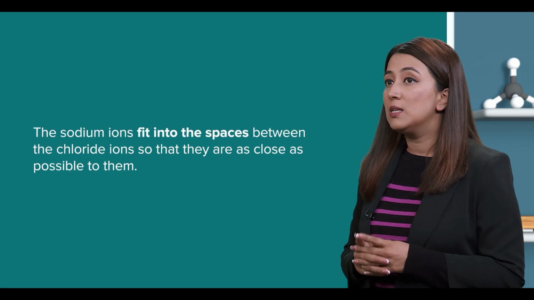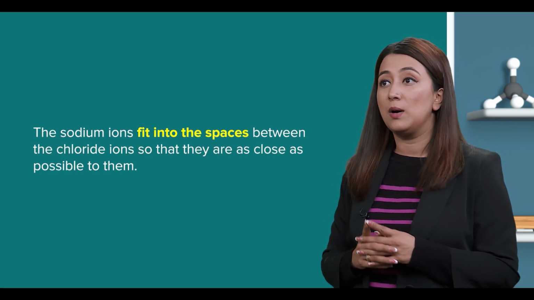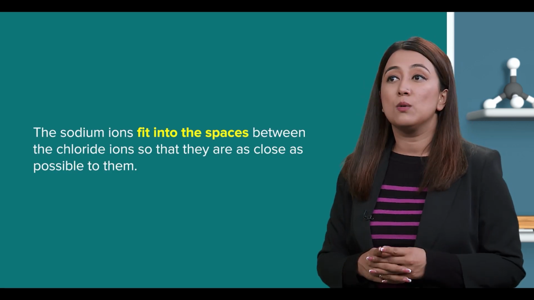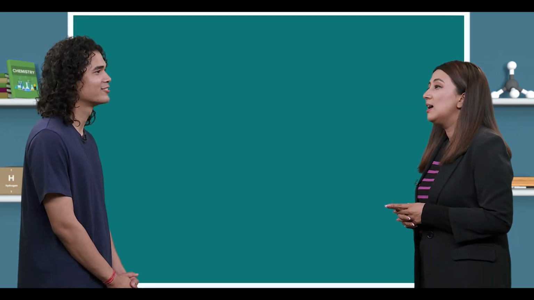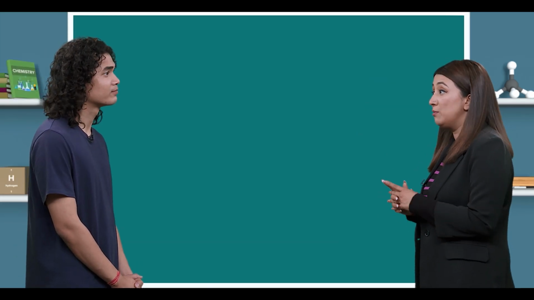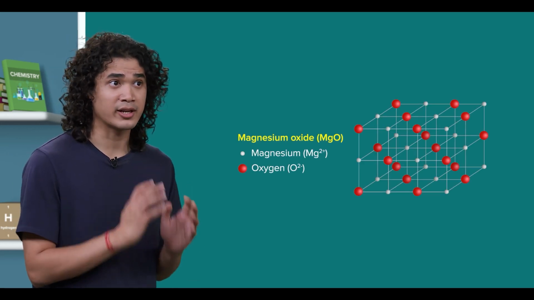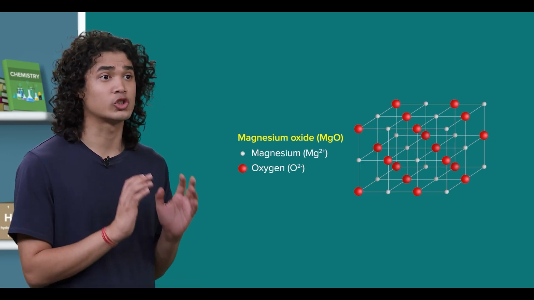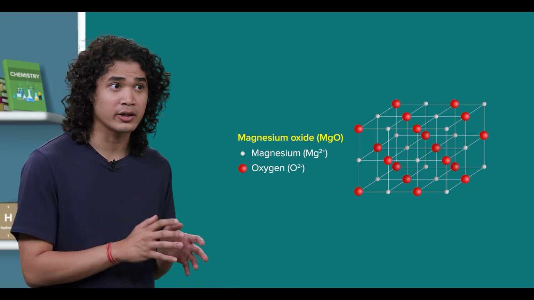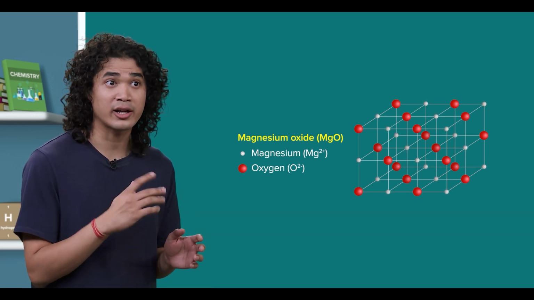Correct. Additionally, the chloride ions are much larger than the sodium ions. The sodium ions fit into the spaces between the chloride ions so that they are as close as possible to them. Got it. And Divash, what about the structure of magnesium oxide? If I recall, magnesium oxide has the same lattice structure as sodium chloride. So, we can simply replace the sodium ions with magnesium ions and chloride ions with oxide ions. Exactly.